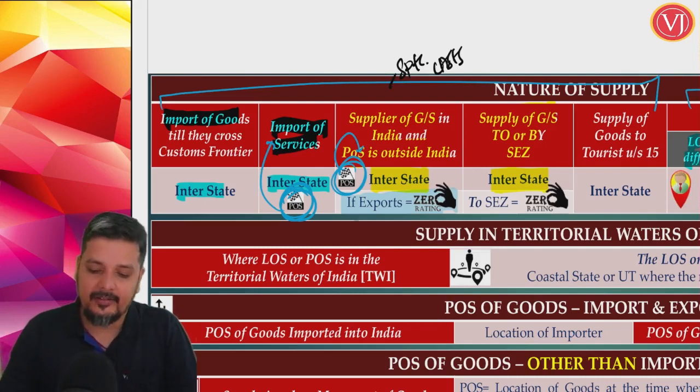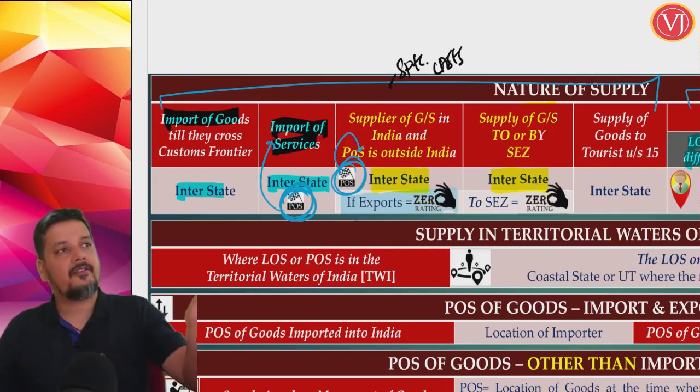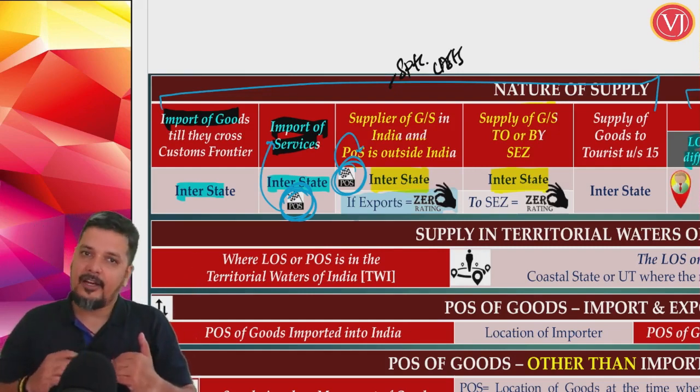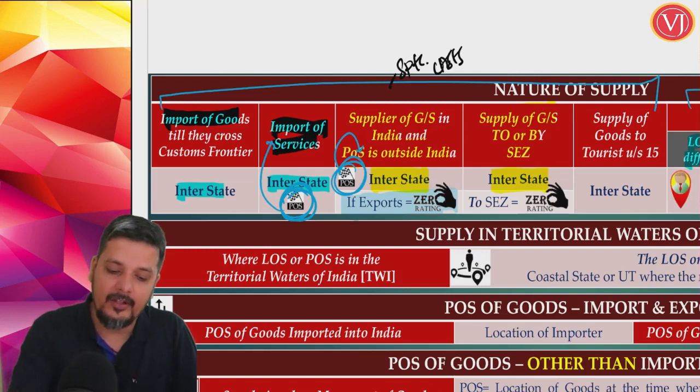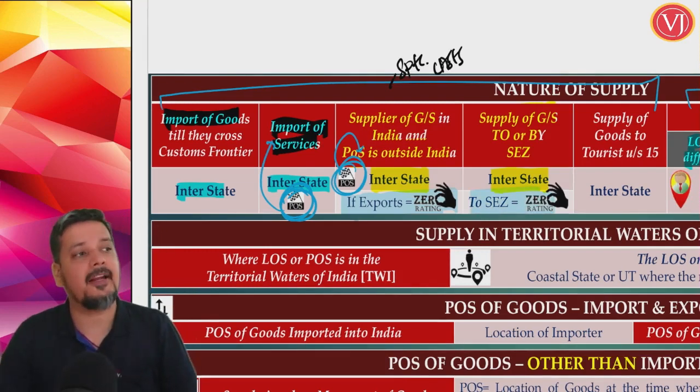Also understand that purchase from SEZ is IGST, and sale to SEZ is IGST. But what is zero rating? Zero rating applies only to sale to SEZ, supply to SEZ. What are the two cases of zero rating?